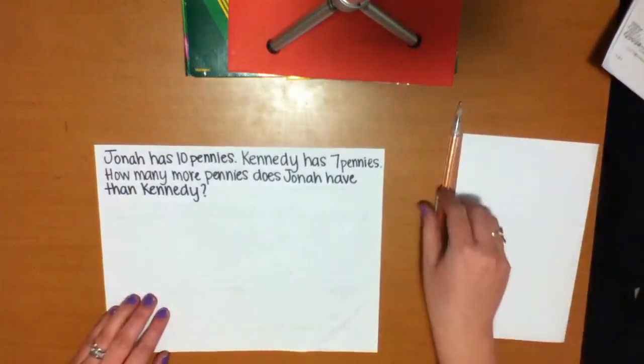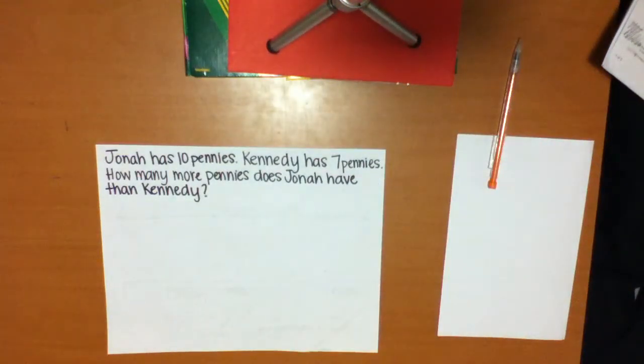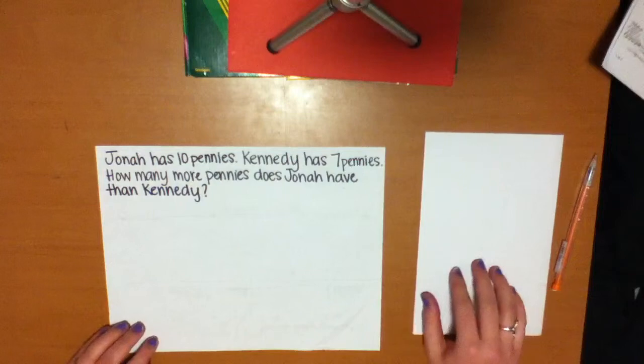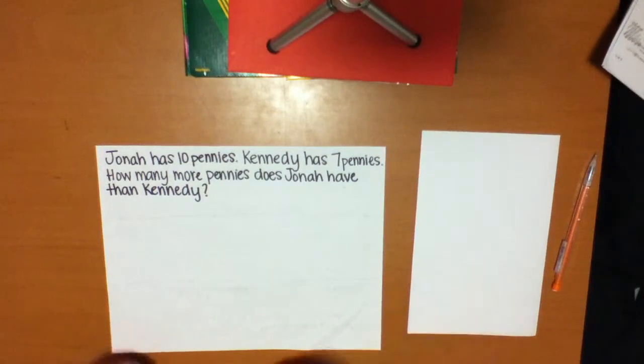The second word problem that we're going to solve today is, Jonah has 10 pennies. Kennedy has 7 pennies. How many more pennies does Jonah have than Kennedy? To begin this problem, we're going to start by determining what kind of structure this word problem is. We're familiar with the 4 different structure types. Let's reread the problem one more time. Jonah has 10 pennies. Kennedy has 7 pennies. How many more pennies does Jonah have than Kennedy?